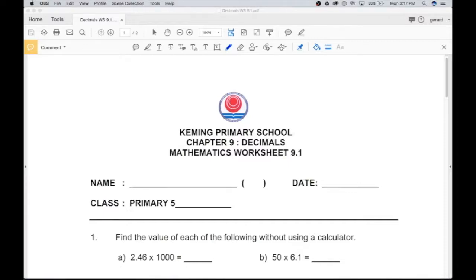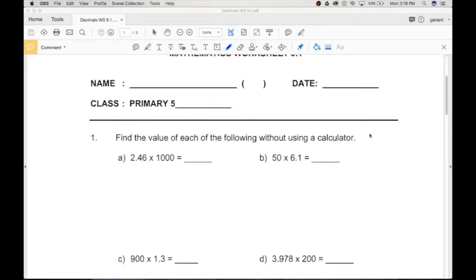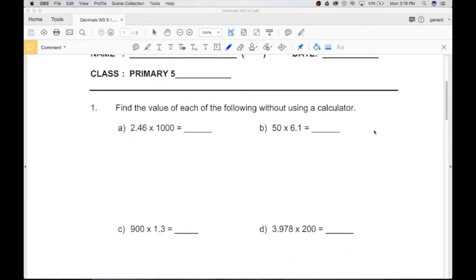Right, so this is worksheet 9.1, decimals. Let's go through this now. Question 1a. Whenever you see a question like this with a decimal point and it's multiplied by a number with a lot of zeros like 10, 100, or 1000, what you do is first you shift the dots over here, then after that you add the zeros behind.